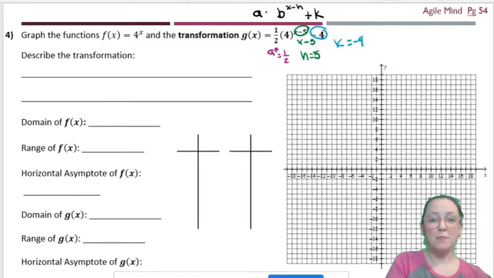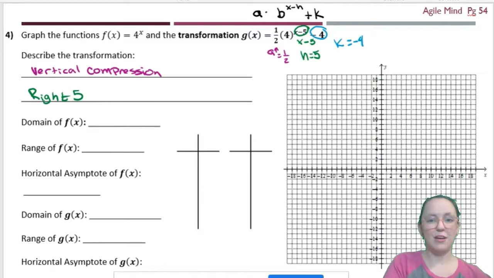So when we're describing those transformations, we're using that a is 1/2. Since a is between 0 and 1, that means we have a vertical compression. That's where it's going to get a little wider. Vertical compression. Our h is 5. H is our horizontal transformation, remember. So that means this one is going to go right 5. And our k being negative 4 means it's going to go down 4.